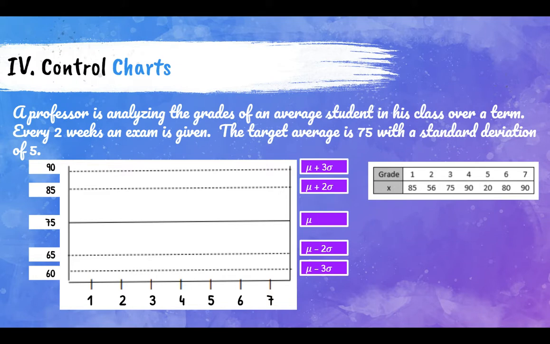So if we go ahead and graph these points, above the 1 at 85, above the 2 at 56, which is below the 60, so below the minus 3 standard deviations. At 3, we're going to be right on target. The 4th exam is all the way up at 90. The 5th exam is all the way down at 20, and we don't even go that low, so we're just going to go below the chart a little bit. At 6, we're at 80, and at 7, we're at 90. We'll go ahead and connect those points.